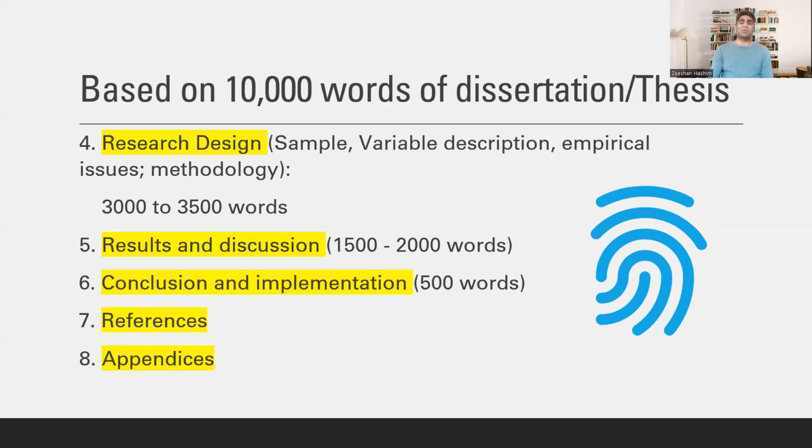You need to explain all these things in the variable description. And there are empirical issues you need to discuss. For example, in some research questions or hypotheses there is endogeneity, you need to deal with it, so you need to discuss it. And also the methodology: what methodology you are using, and what the rationale for using it is. So it must be 3,000 to 3,500 words.